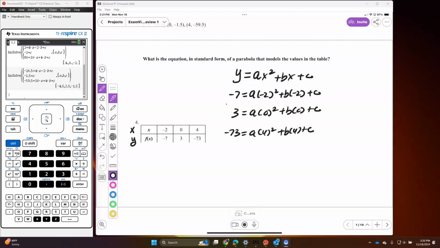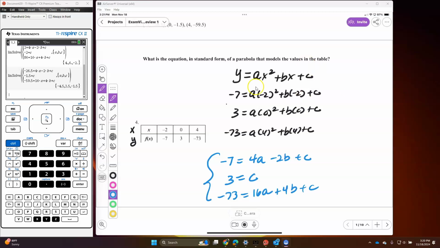So now I'm going to write the system. I have negative 7 equals 4a minus 2b plus c. 3 equals c. Negative 73 equals 4 times 4 is 16a plus 4b plus c. So there's my system. I'm going to go to the calculator, menu, algebra, solve, and I have 3, so it's a, b, and c.